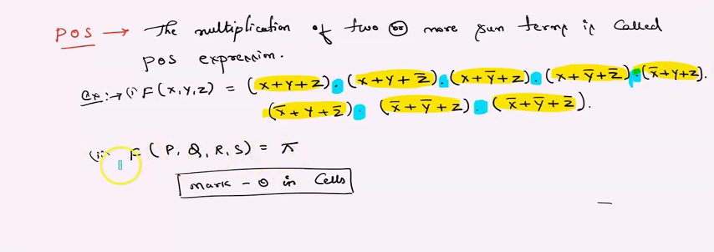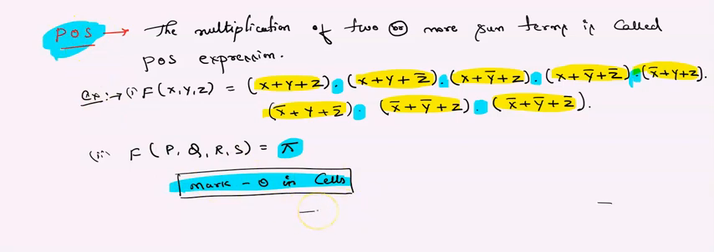They may give you a question like this, f of PQRS. If they have given PQRS as equal to pi, then this problem is related to POS. If it is a POS problem, you have to mark 0 in the cells. In a POS problem you have to mark 0 in cells.